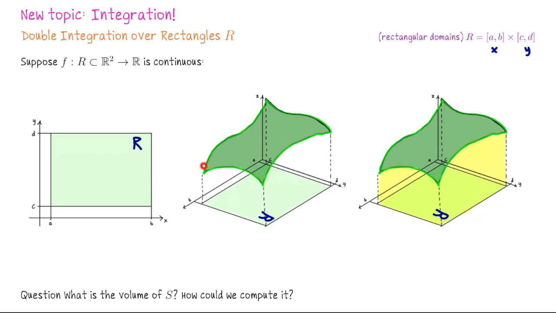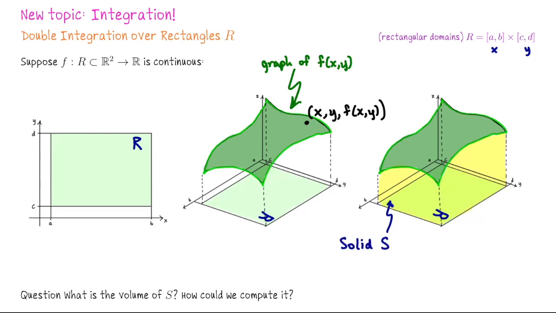Now suppose this wavy piece of paper I've sketched up here is the graph of our continuous function z equals f of x and y. In other words, every point on this graph has the form x, y, f of x and y, so that's the z coordinate. Now the way I've sketched this, the graph of our function sits up over the rectangle and is enclosing a solid region between the xy plane and the graph of the function.